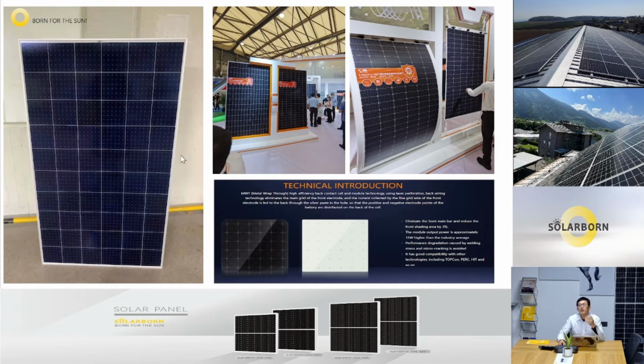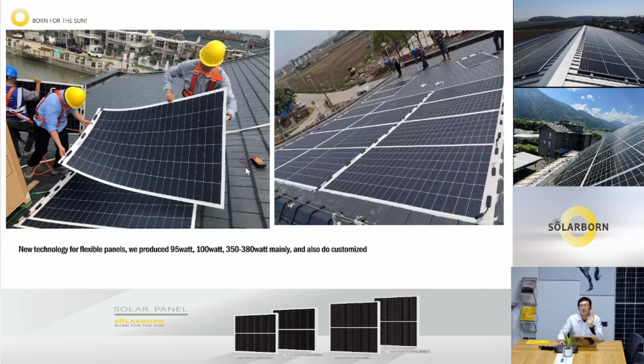And here we show the MWT technology. MWT technology is a different technology on solar cells. We use this kind of cell mainly to produce flexible panels. At present, we have the new technology for flexible panels. We produce 95 watt, 100 watt, and 350 to 380 watt mainly. And we also can do customization, but it depends on the size and the quantity.